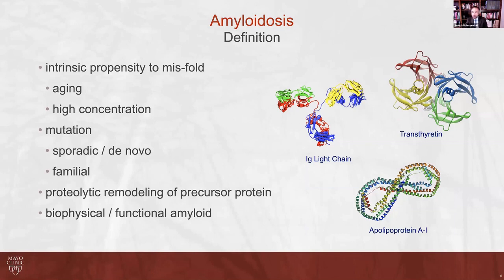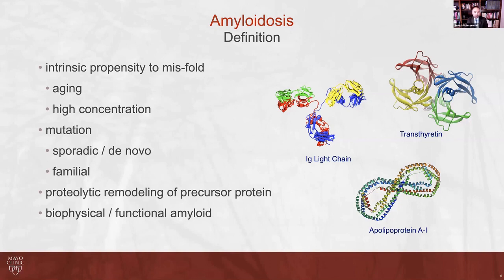When proteins have a natural tendency to form that, they can do so in response to aging as the proteins aggregate over time, or if the proteins are present in abnormally high concentration in the serum. Additionally, proteins can acquire mutations that change their amino acid sequence and make them more likely to achieve that beta-pleated sheet configuration. So mutations can also drive amyloid deposition in tissue. Proteolytic remodeling of the precursor protein, so not owing to a mutation, but again a change in structure, typically imparted in the Golgi apparatus, would then cause these proteins to fold in that way.